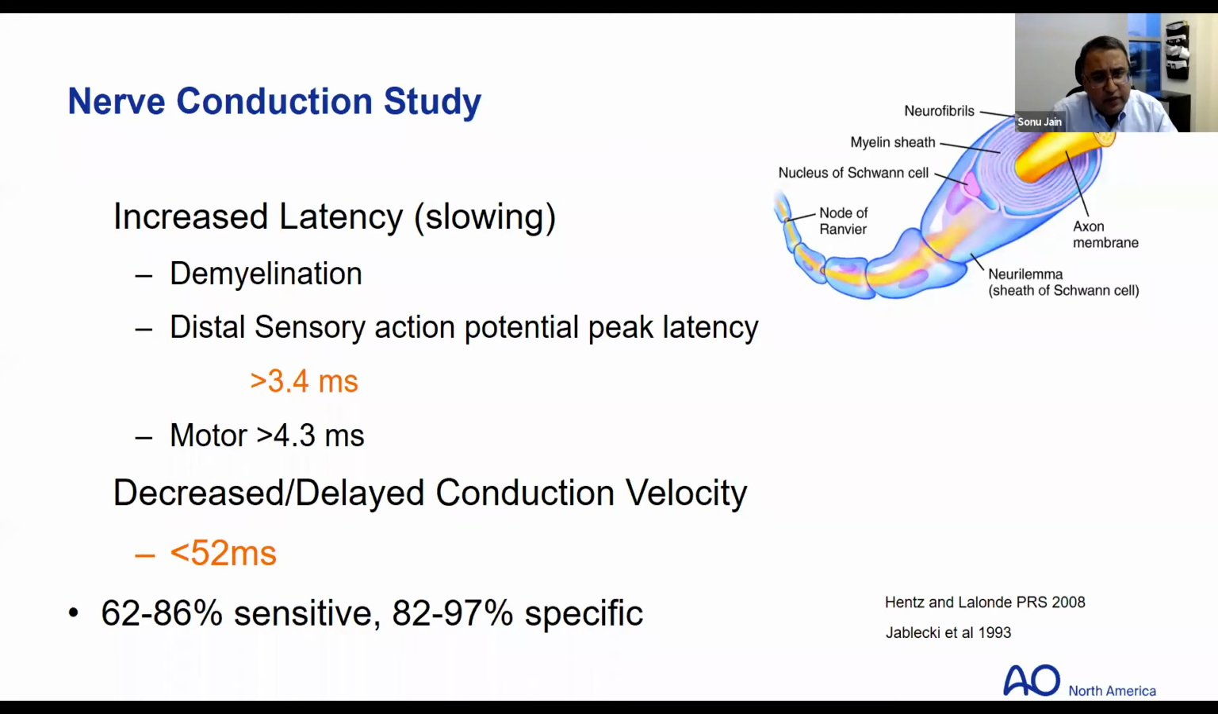And also when you're looking at the conduction velocity, when you have a decrease which is less than 52, again, these will vary depending upon where you get your EMG. So this may be 50 in a different EMG, but this is a rough idea of what we're looking at when you have a decrease. If it's less than 52 plus or minus, then you're looking at an abnormality there, and that's, again, fairly sensitive and specific.